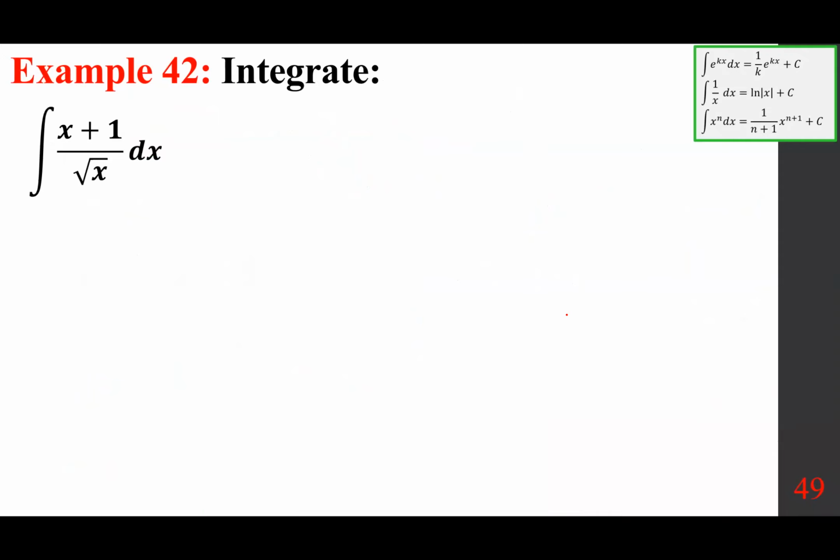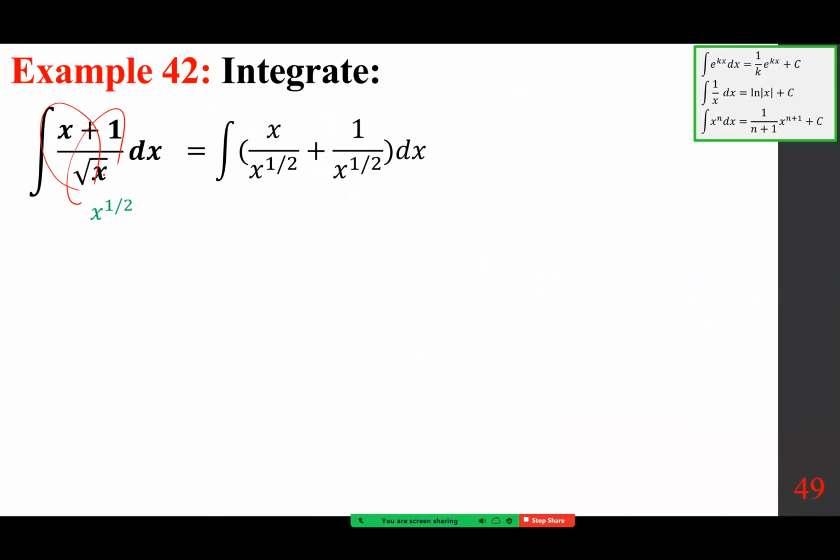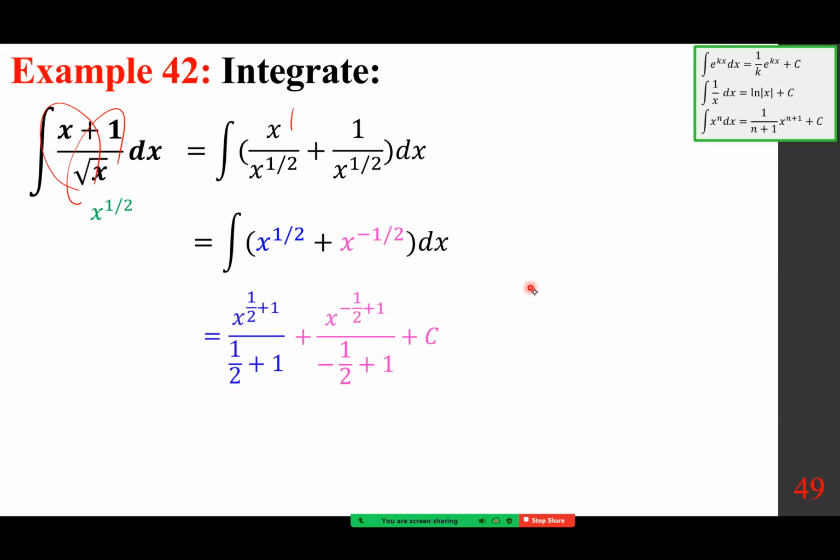First, we change square root of x to x to the power of 1/2, and then we make up two fractions. And we notice this is x to the power of 1. So according to the exponential rules, we end up with those. So far, nothing but elementary algebra. This is 1 over 1/2 plus 1 x to the power of 1/2 plus 1. This is 1 over negative 1/2 plus 1 x to the power of negative 1/2 plus 1. And of course, a constant. Needless to say, 1/2 and 1.